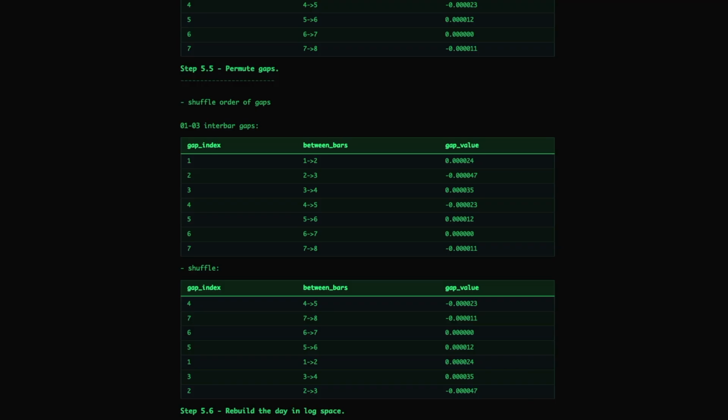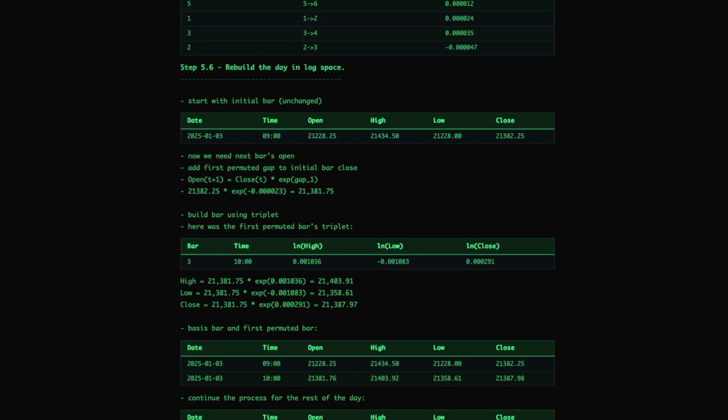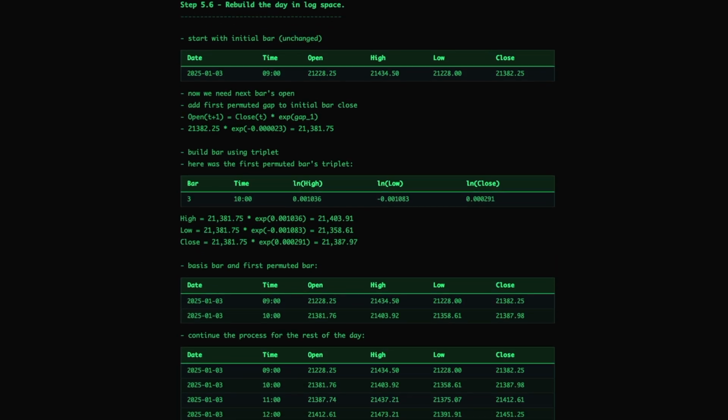Step 5.6. Rebuild the day in log space. Now we have the set of permuted triplets and the set of permuted gaps, we can rebuild the day. Start with the initial bar that remains unchanged. From it, we can get the next bar's open. Just add the interbar gap to it. To do that, you can multiply the close in raw form by the exponential of the natural log of the gap. That gives us 21,381.75 as the open of the next bar.